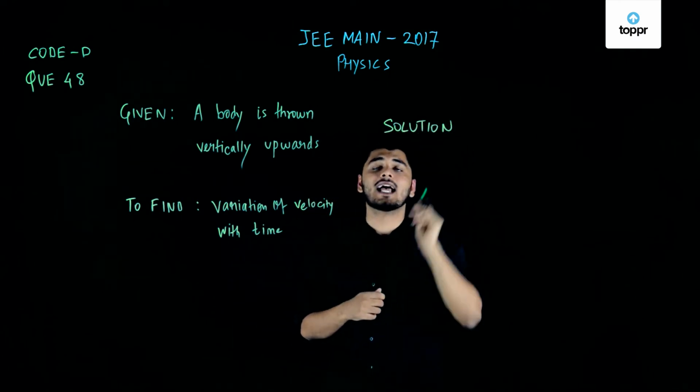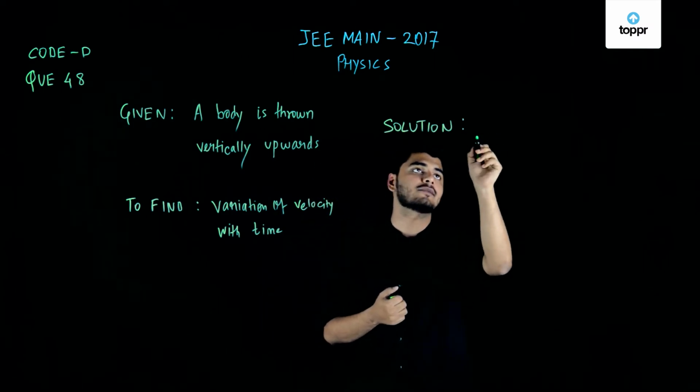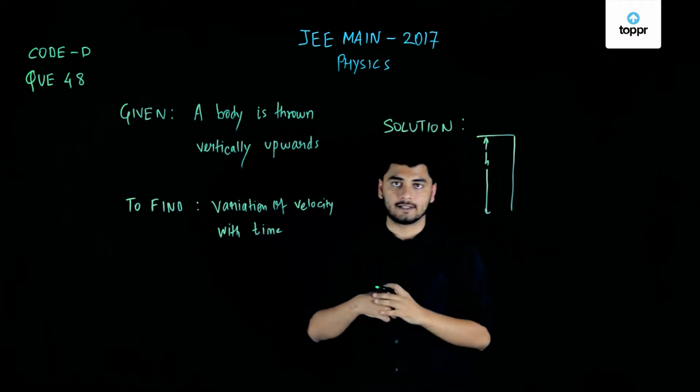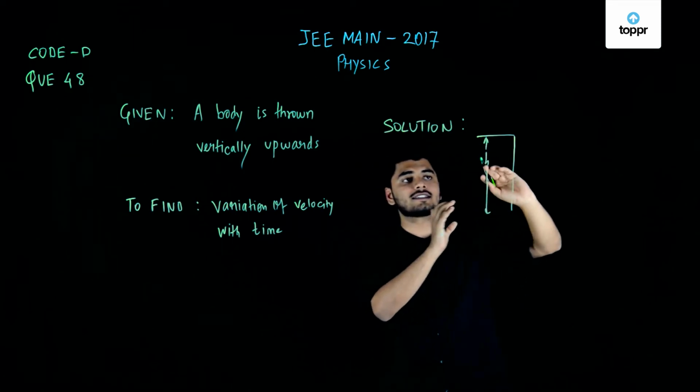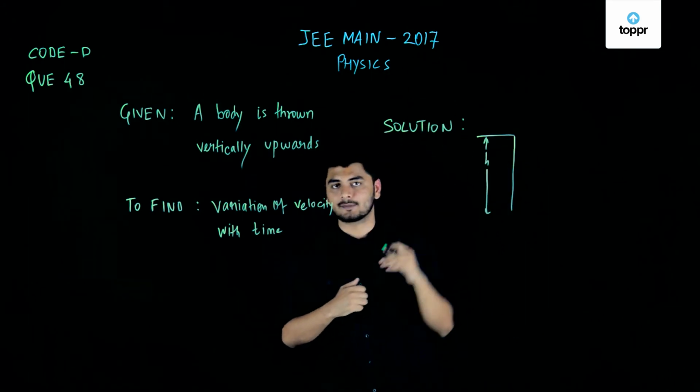Since nothing has been given about the point from which I am releasing the ball, I'll just assume that I am releasing the ball at some height h, which is very great. That means I am sure that this is not close to the ground. It can be as high as possible.